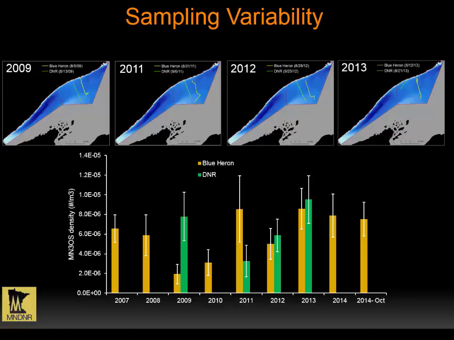In 2012 and 2013, there was good agreement between the density estimates for MN3 offshore with the 2 boats. In 2009 and 2011, they were significantly different. So this says to me that we don't have a very good handle at this point on how much variability is associated with some of these transects. I should mention that these were averaged in order to come up with the overall population estimate.